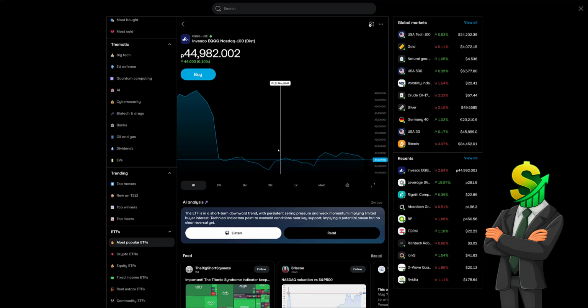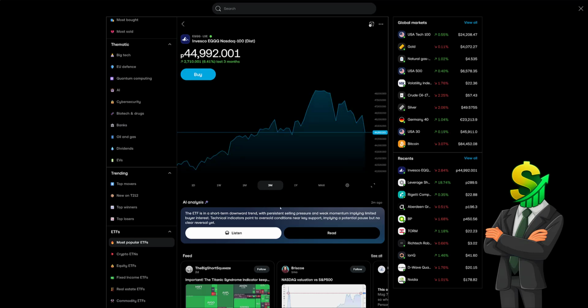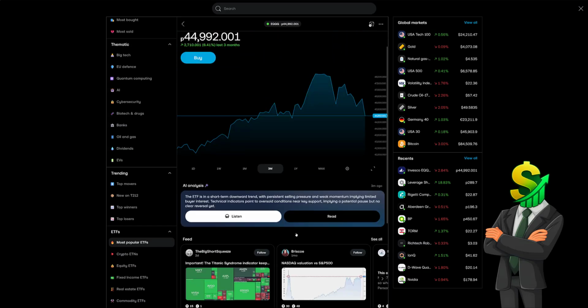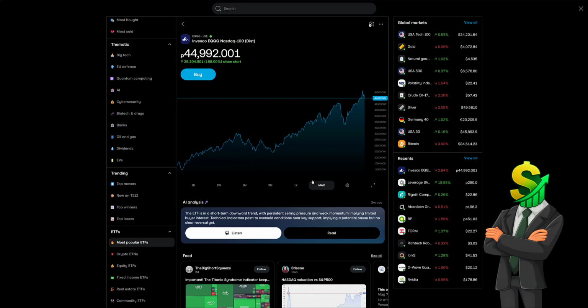A few important things to know though. The ticker is EQQQ. The provider is Invesco. The expense ratio is 0.3 and it is UCITS compliant, which is important for UK and EU investors. It's available on platforms such as Trading 212, Freetrade, AJ Bell and more.